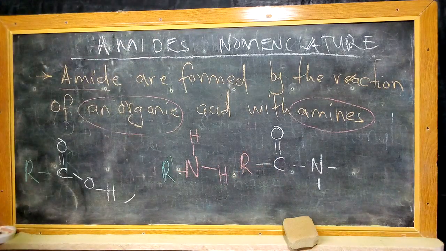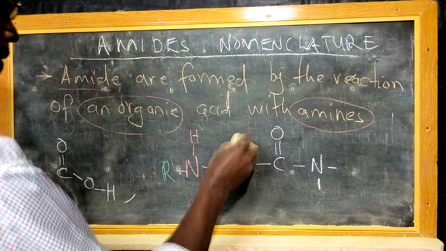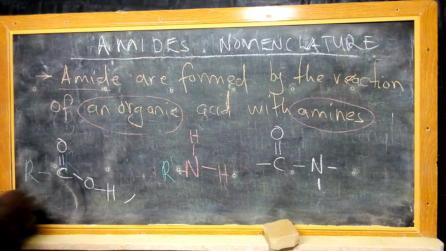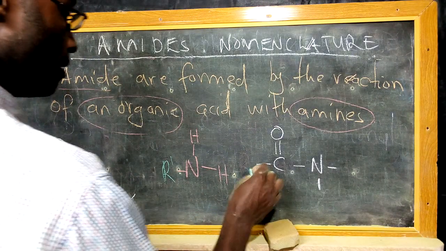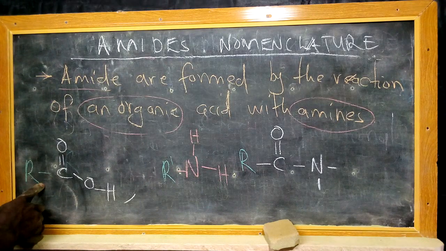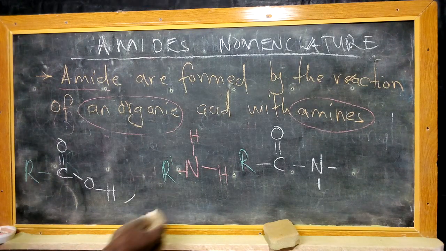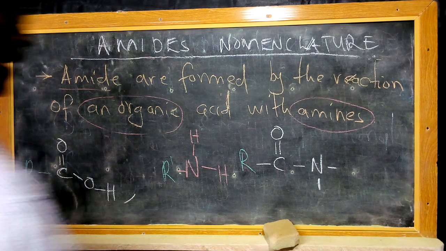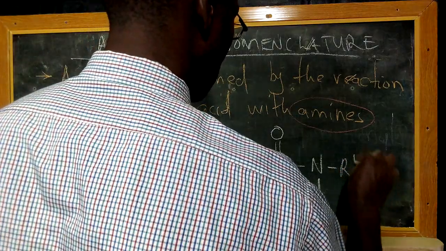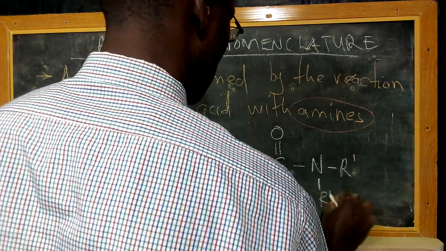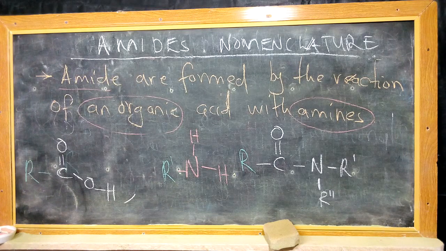R. Now, since it is derived from this particular organic acid, I'll just indicate it to be R so that it's the same as this one. And then for the other radicals, I can indicate them as R prime and R double prime. Okay, so that's the general formula for the amides that we had given.